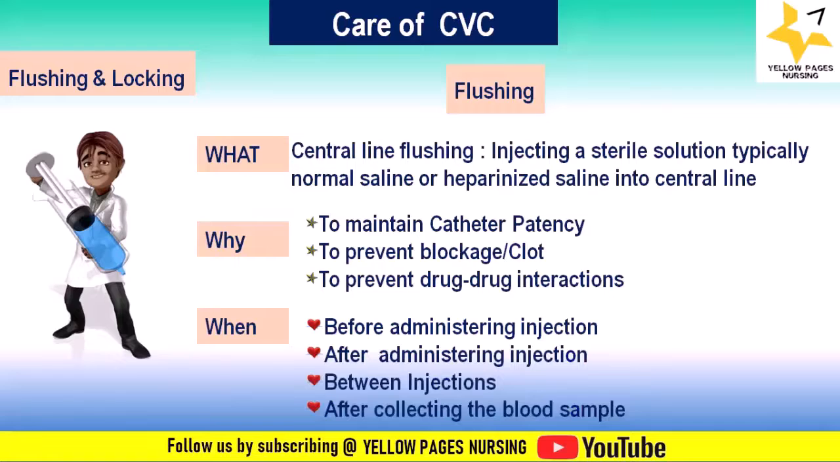Next is locking. IV locking is also called saline lock. For saline locks or intermittent catheters not currently in use but left in place for future access, it is typically recommended to flush them with saline and lock them after each use. And this is done in order to maintain the patency of the central venous line and prevent any occlusions.